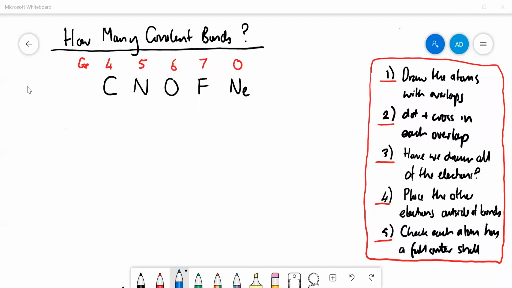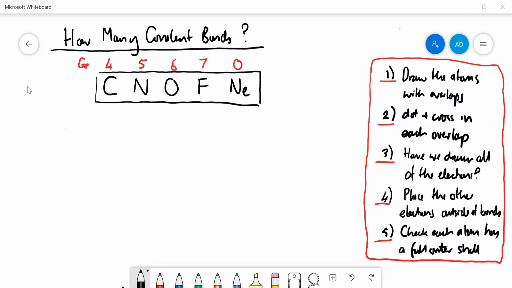Okay, today we're going to have a look at how many covalent bonds different sorts of atoms form, and that's going to be very useful in predicting formulae and predicting structures later on. So what I've drawn here is the second period of the periodic table. Going across, we've got carbon in group 4, nitrogen in group 5, oxygen 6, fluorine, neon, and so on.